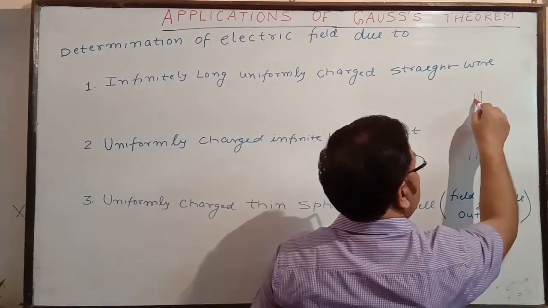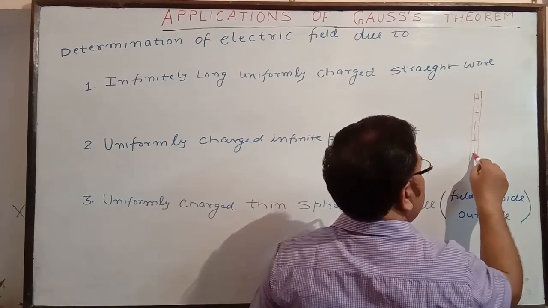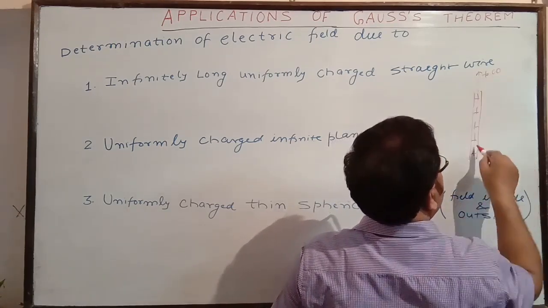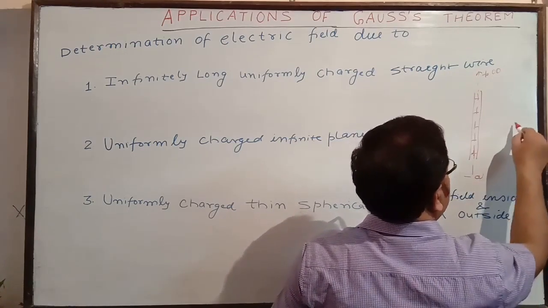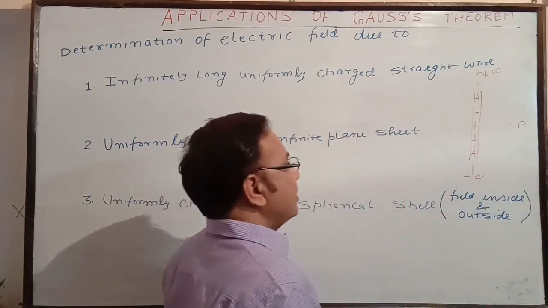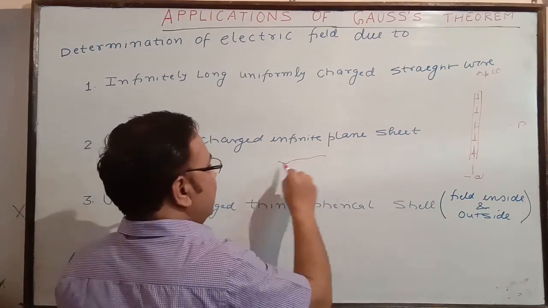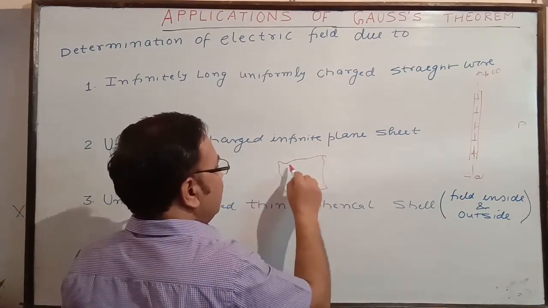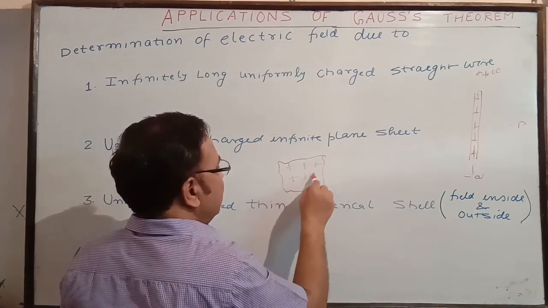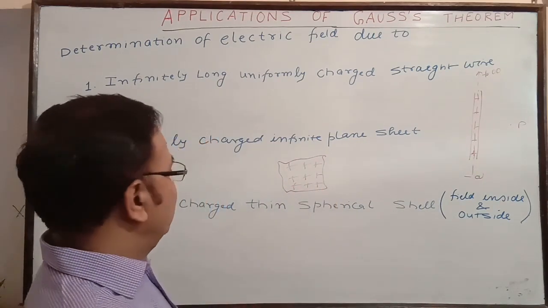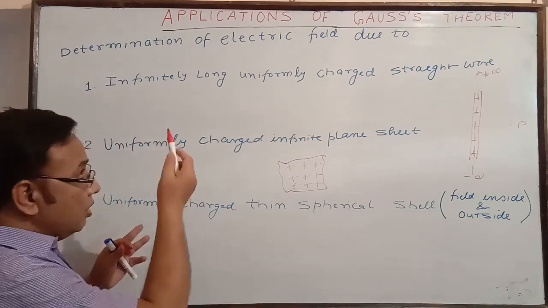The wire is charged uniformly and it is infinitely extended from plus infinity to minus infinity. So due to this, at any point we have to find out the electric field. Second is uniformly charged infinite plane sheet. Infinitely extended plane sheet, which is uniformly charged as well. Due to this also we have to find out the electric field using Gauss theorem.